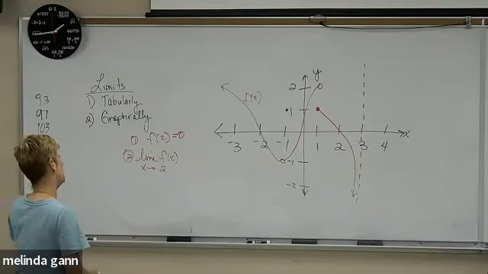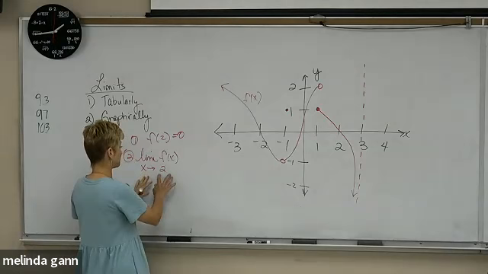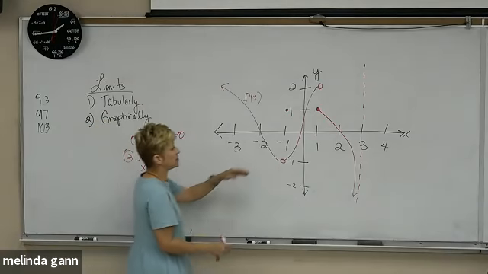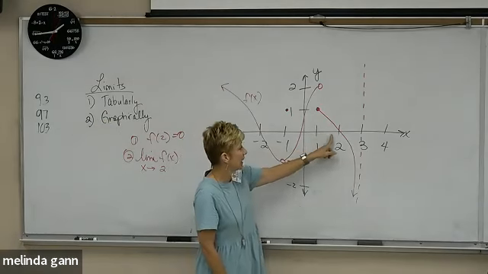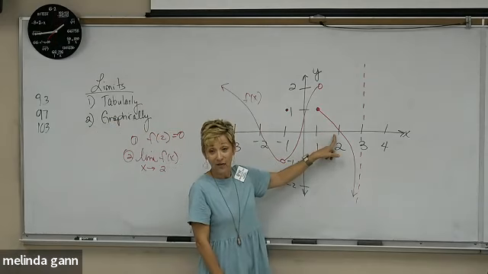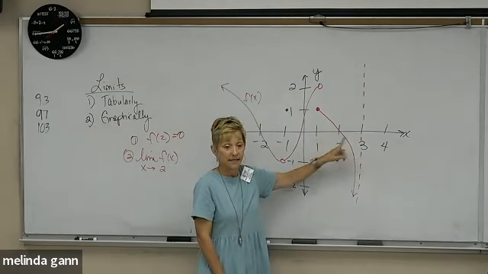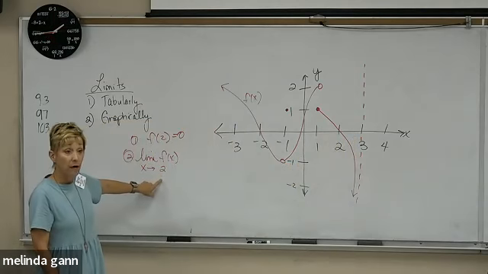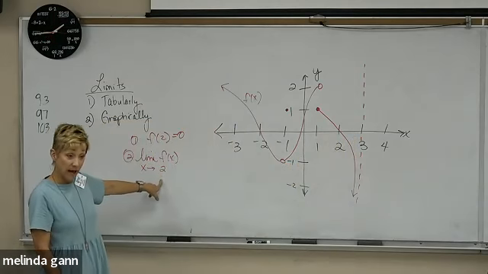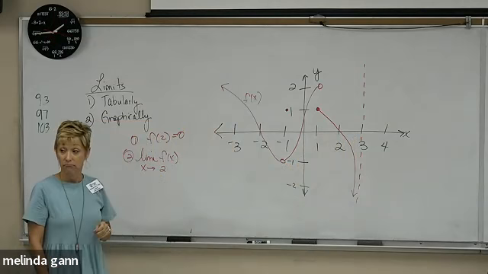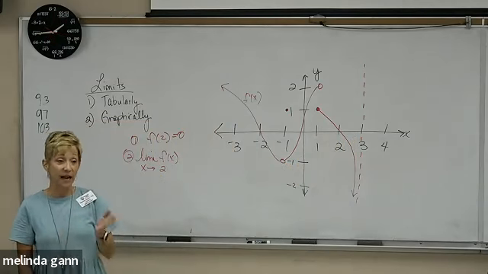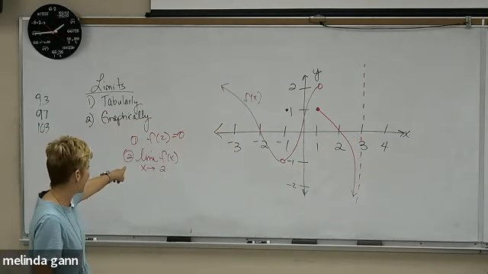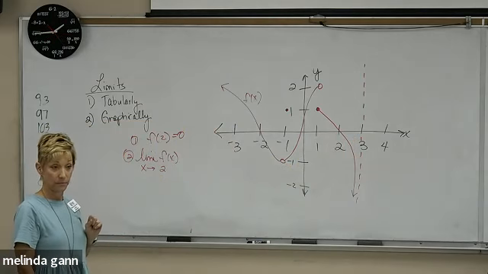Now let's make sure we understand this. If I'm getting close to 2, I can get close to 2 from the left side, or I can get close to 2 from what? The right side. What do I have to do? Both. And the answers have to match. So if I get different answers, that doesn't have an answer.